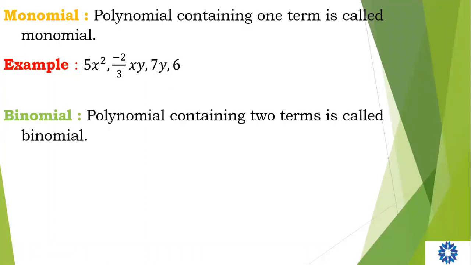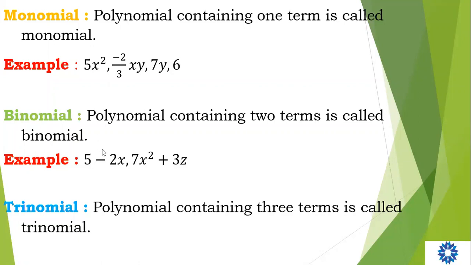Binomial: a polynomial containing 2 terms is called a binomial. This is the example. If you observe, here degree 2 is there, power 2, it's not a matter, but I'm discussing based on the terms. That's why 7x square plus 3z is a binomial. If you discuss based on degree, it's a quadratic. Trinomial, 3 terms. So this is an example.